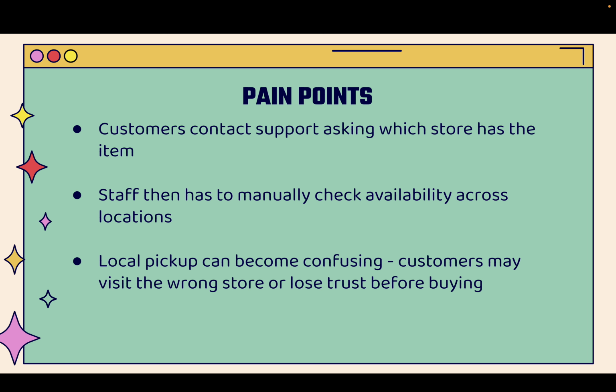You could imagine a situation where customers have to constantly contact support, right? Taking up your time and resource and energy asking which store has this item, which store locally has a specific item. Staff then has to go and check availability across locations. And if they don't do that, customers may lose trust. They may get annoyed. They may want to go somewhere else. And then local pickup can become confusing, especially when we add on multiple locations here. Customers may visit the wrong store, they may have a bad experience that leads to a negative review, and just basically more headaches for your business.